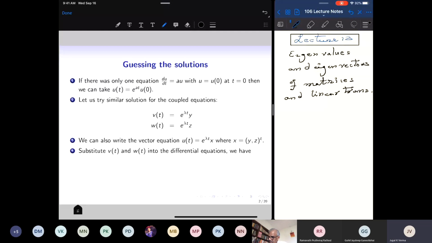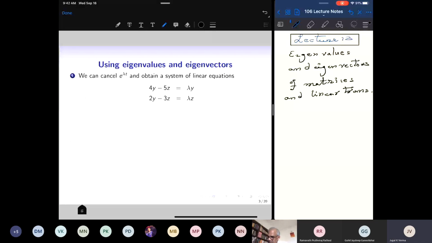Now we substitute this v(t) and w(t) into the differential equation. In the first differential equation, dv over dt is lambda e to the power lambda t times y, and dw over dt is lambda e to the power lambda t times z. The right hand side, remember, was in terms of v and w with coefficients 4, -5, 2, -3. But you notice e to the power lambda t is present in every term, and e to the power lambda t is never 0. So I can cancel it. Once you cancel, the rest are two equations in two unknowns y and z.